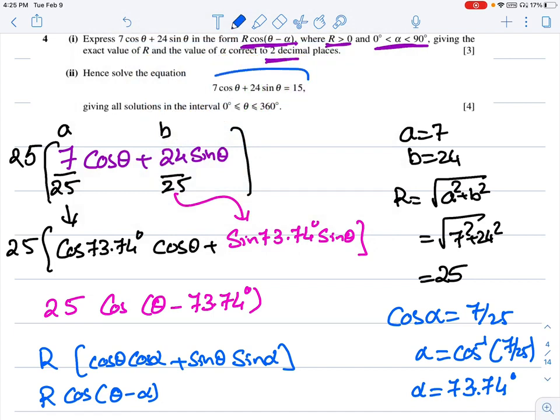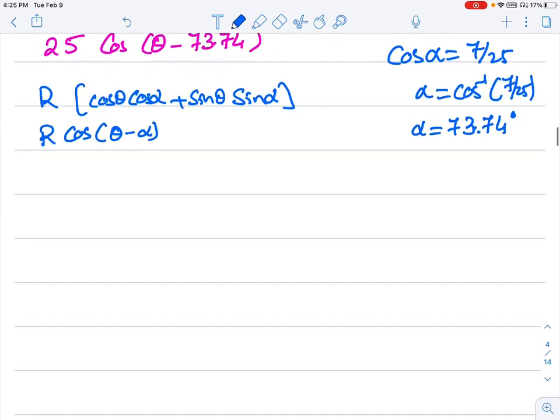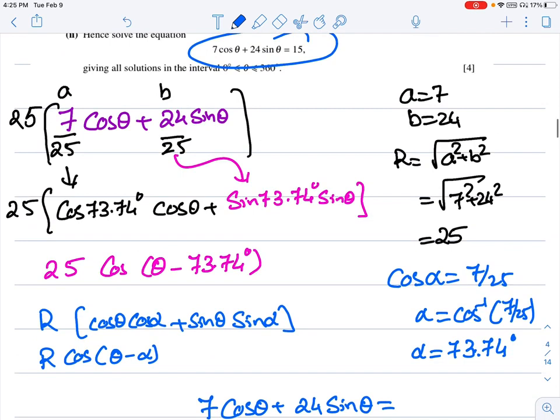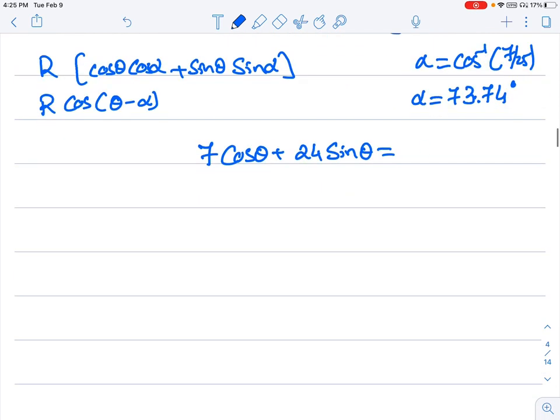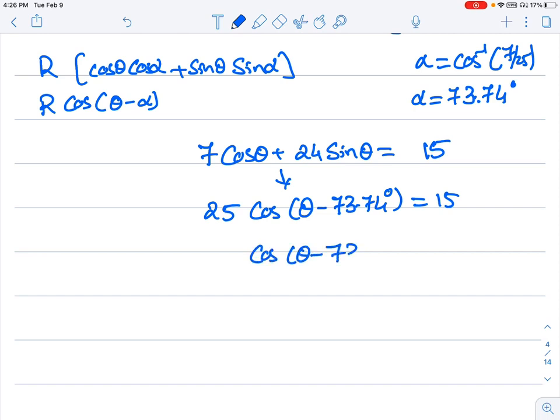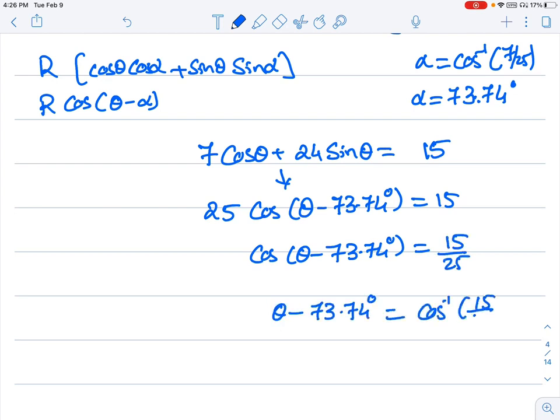Second part, hence solve this one. So hence we have to solve 7 cos theta plus 24 sin theta equal to 15, where theta lies between 0 and 360 degrees. Just now we have shown that this is 25 cos(theta minus 73.74 degrees) equal to 15. So cos(theta minus 73.74 degrees) is equal to 15 upon 25. So theta minus 73.74 degrees is equal to cos inverse of 15 upon 25.